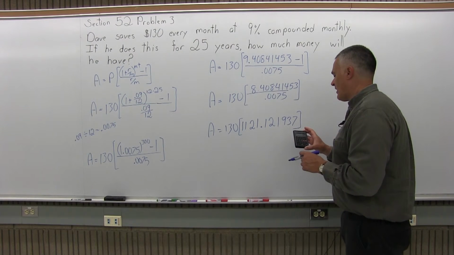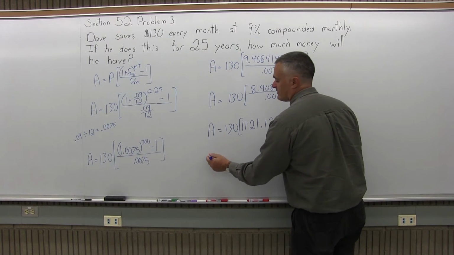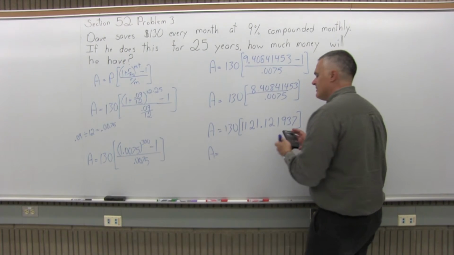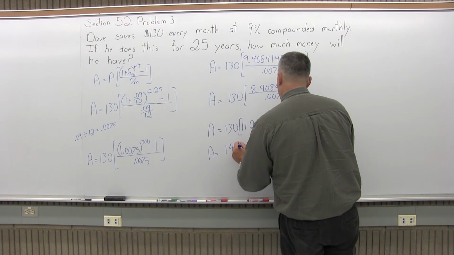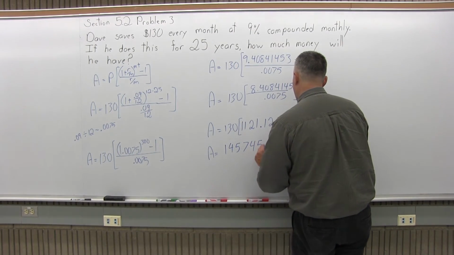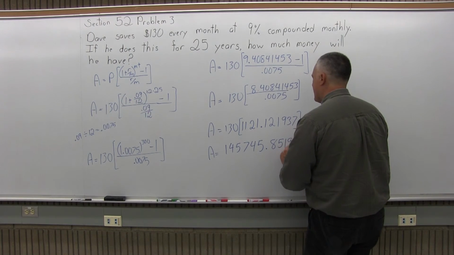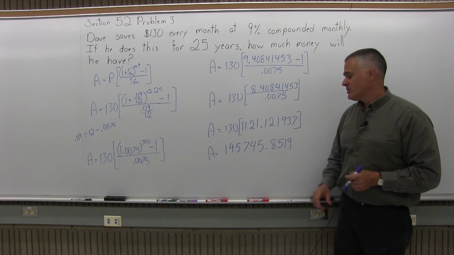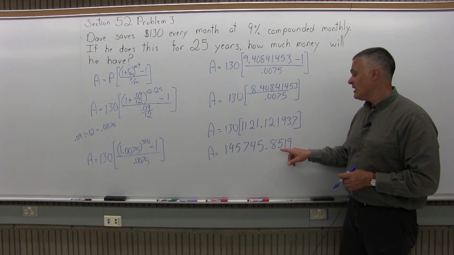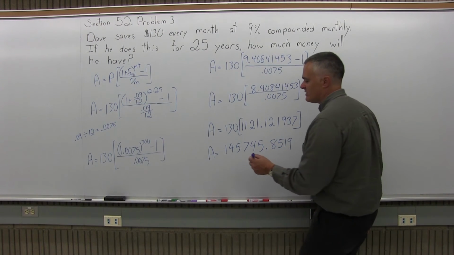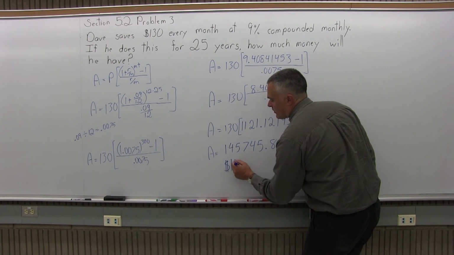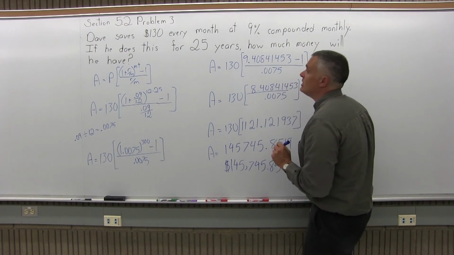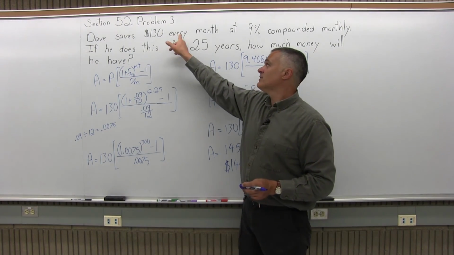So the answer on my screen of 1121 point some stuff, I'm going to multiply times 130. Again, I'll use the calculator for that. And the answer comes out to 145,745.8519. So now my answer has 4 digits after the decimal point. I only want 2, so I'll round it. It's 0.8519. So the 1 isn't big enough to make it a 0.86. So the final answer, if I put in the commas and everything, will be $145,745.85. So the person, Dave, in this question, if he saves $130 every month, which isn't too much to save.